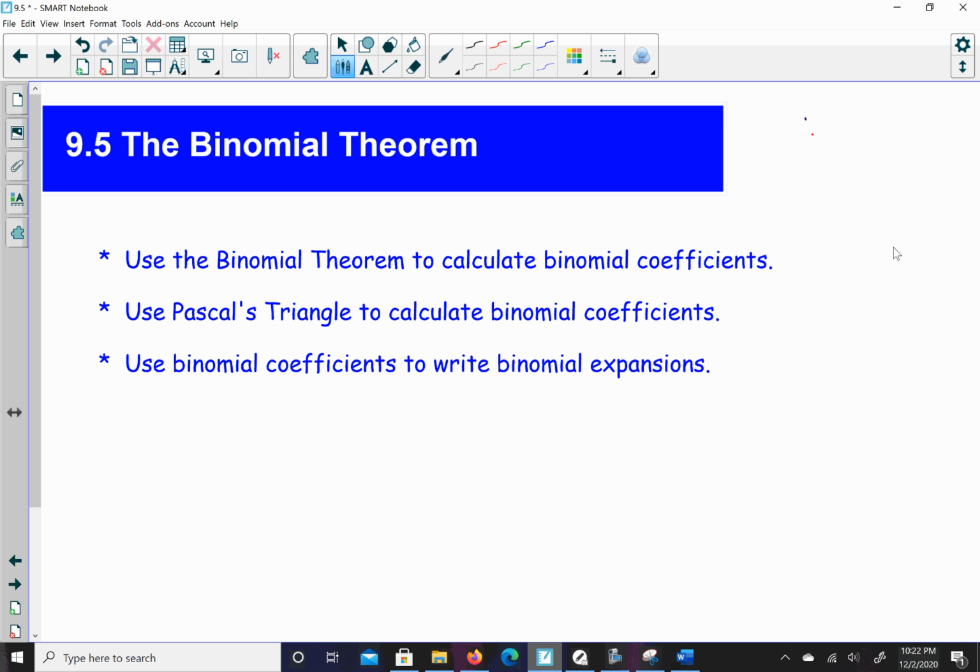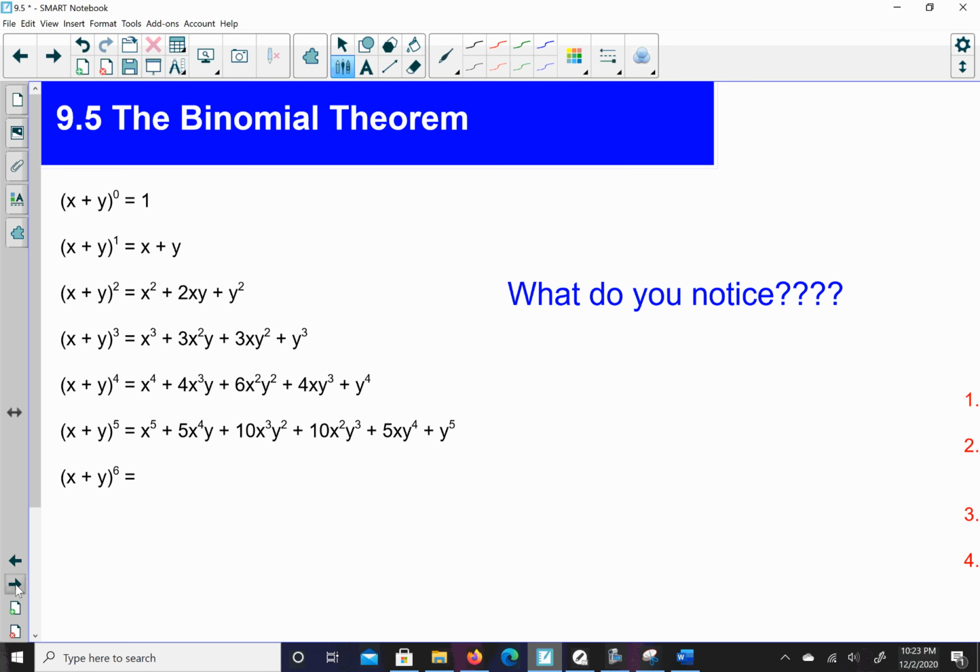And we're going to use the binomial theorem to calculate binomial coefficients, use Pascal's triangle to calculate binomial coefficients, and use binomial coefficients to write a binomial expansion. So the first thing you probably need to know is what a binomial is. And a binomial is anything that has two terms.